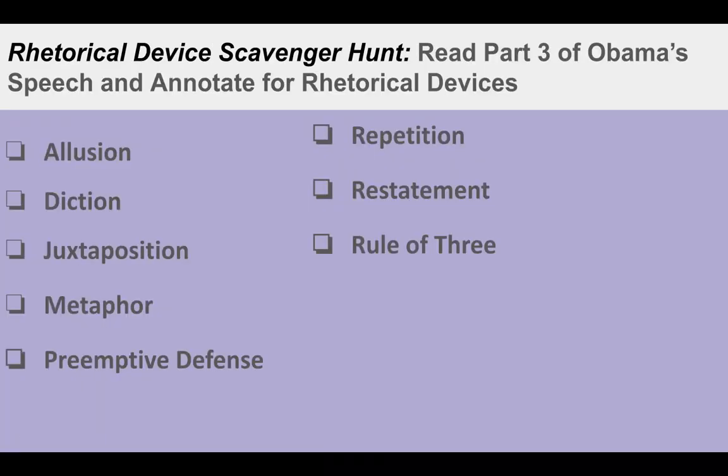The rhetorical device scavenger hunt checklist looks very similar to parts 1 and 2 of this speech. In fact, there are no new rhetorical devices to be looking for here today. But you do have the opportunity to find allusion, diction, juxtaposition, metaphor, preemptive defense, repetition, restatement, and the rule of 3.